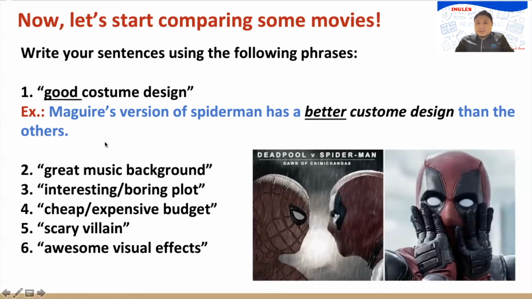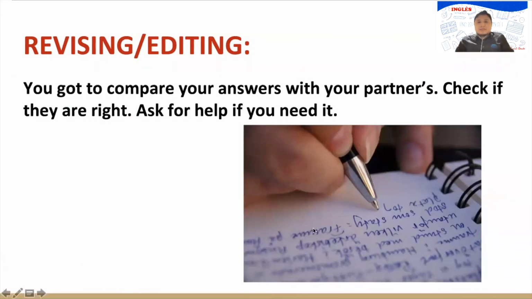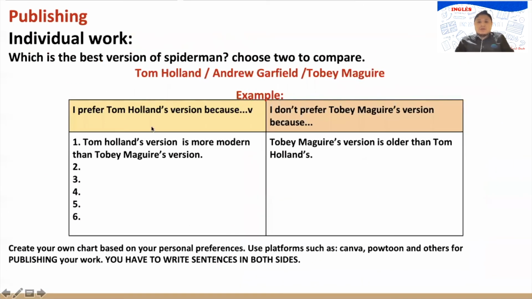So please participate in this lesson and create your own sentences comparing these movies. In the process of this lesson, you will have the help from your partners and even your teacher. Because when you write your ideas, you may have some mistakes and you may need some help. So please ask for help if you need it. Ask your teacher. Please don't hesitate to ask for help, especially in the revising and editing part. So you will create your own chart, which could be useful for comparing the movies you choose. At the end, you will create a comparison chart by using some of these platforms, like for example, Canva, Powtoon, and others.